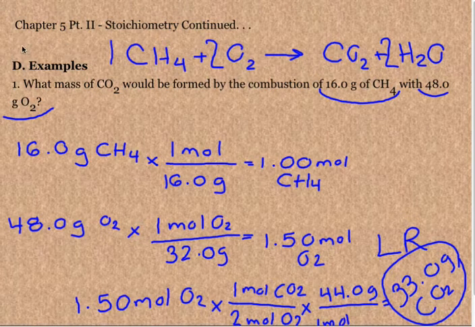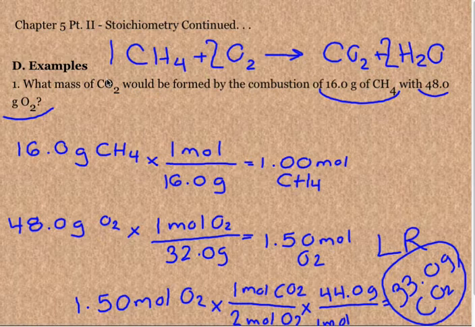So the first one is this one. We want to know what mass of carbon dioxide we could make if we burned 16 grams of methane and 48 grams of oxygen. So first thing you have to do is write your chemical reaction. It's a combustion, so we have methane plus oxygen. It gives us CO2 and H2O.